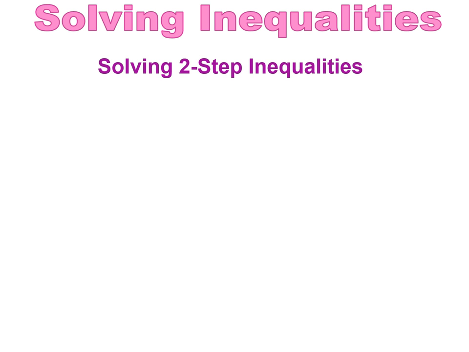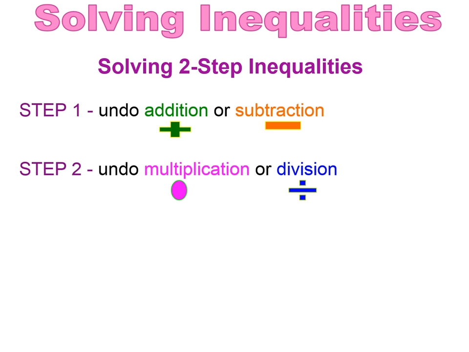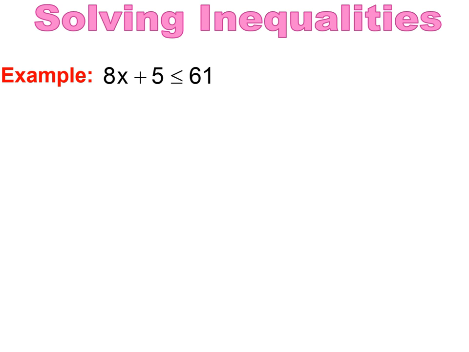So if we were to do a two-step inequality, similar to a two-step equation, you want to first undo the addition or subtraction with the inverse operation, and then deal with what's attached, whether it's multiplication or division. So to do a two-step, you're following the same steps you would if it was an equation. So here's an example. I have 8x plus 5 is less than or equal to 61. I want to isolate the variable. This is a two-step inequality.